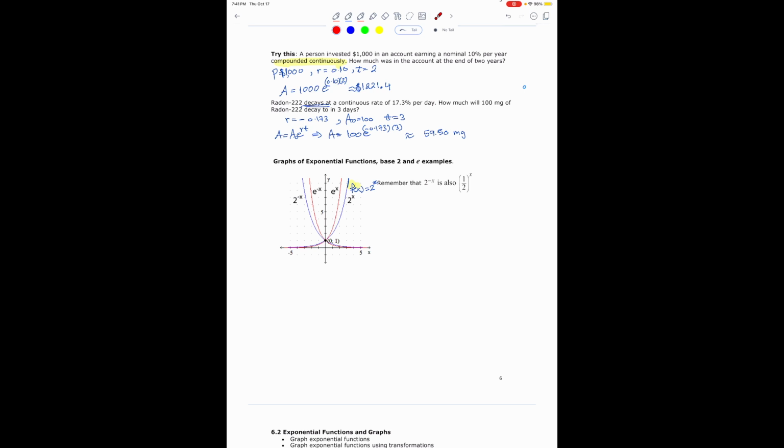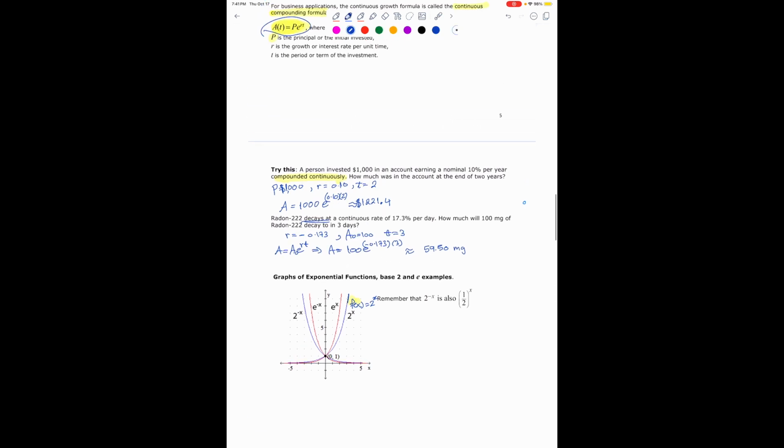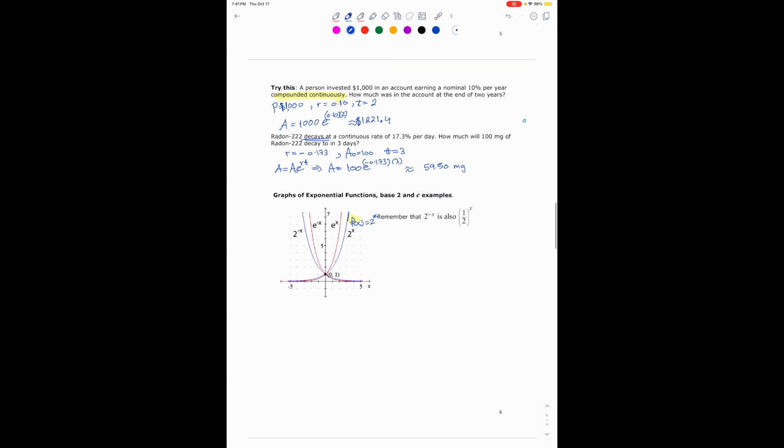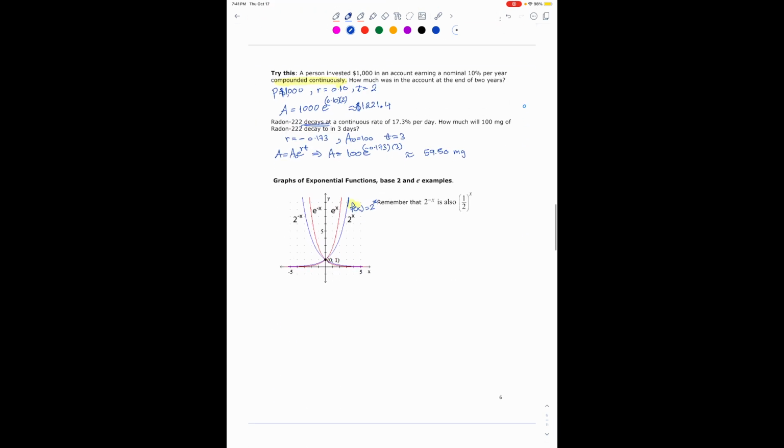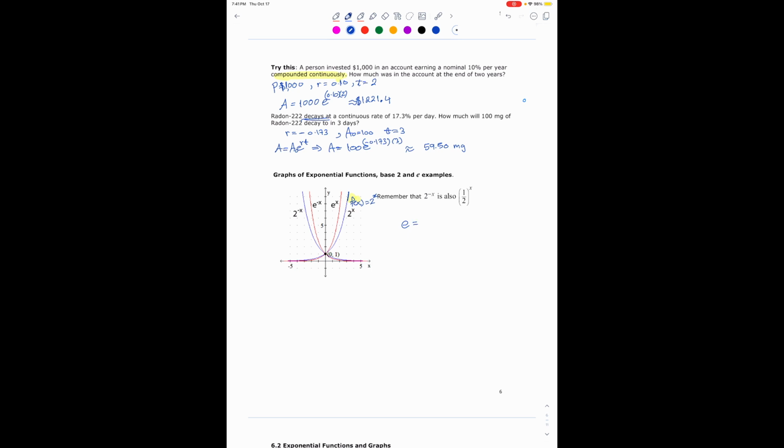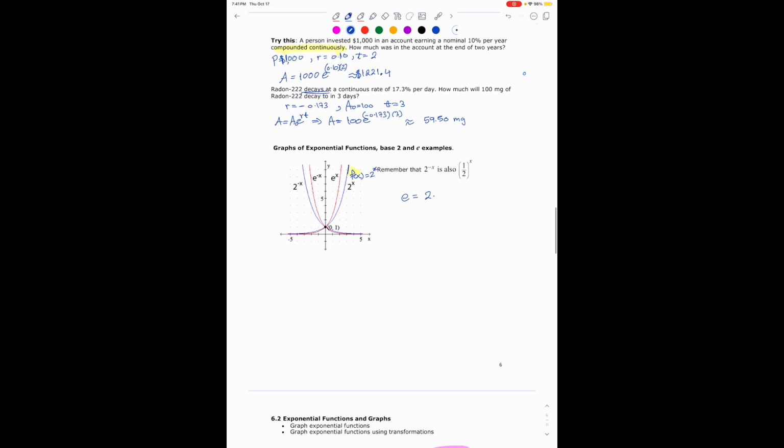Notice that e, the Euler number, is 2.718282, which is bigger than 2. Notice how when the base increases, the graph becomes closer to the y-axis. So here is the graph for g of x equals e to the x power, Euler's number raised to the x power. So that is g of x.